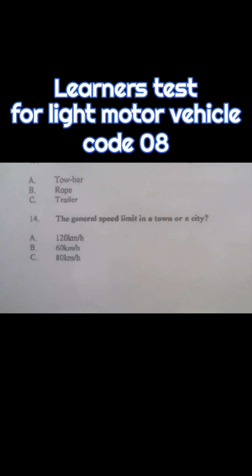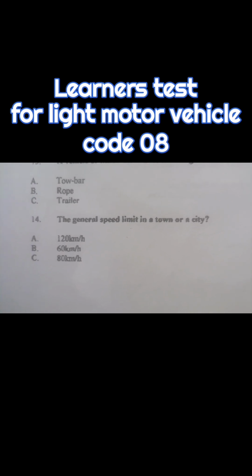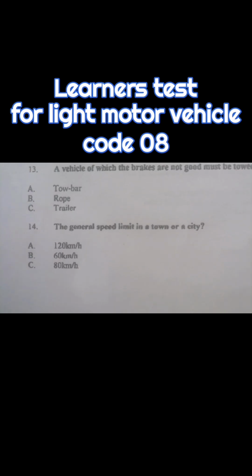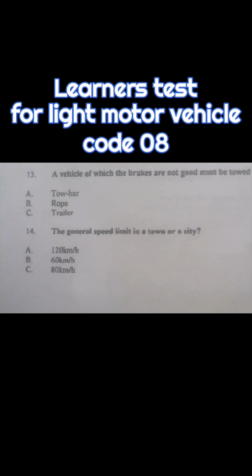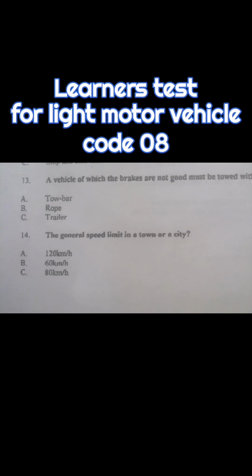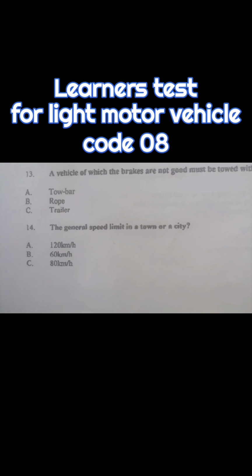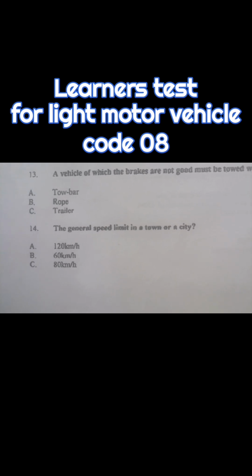Question 14 reads, the general speed limit in a town or a city. Just think about the area or the neighborhood that you live in. What is the general speed limit there? Should people be driving fast or should they be driving slow? And this should help you with the answer. Alright, the answers go like A, 120 kilometers per hour. B says 60 kilometers per hour. And C says 80 kilometers per hour. The correct answer there is B, 60 kilometers per hour.